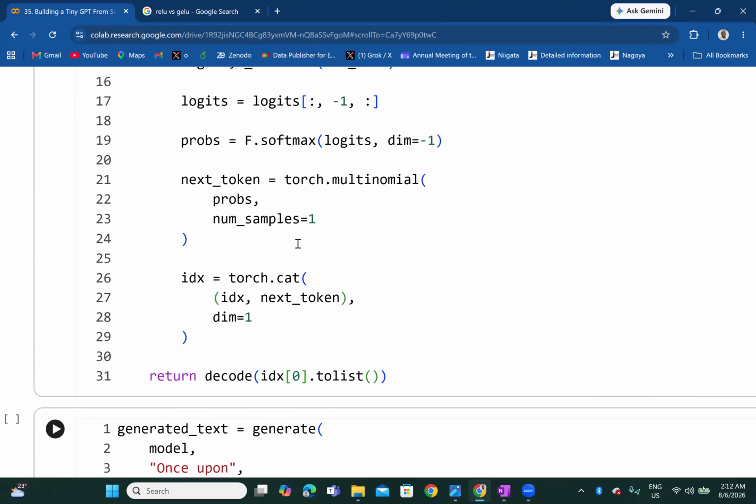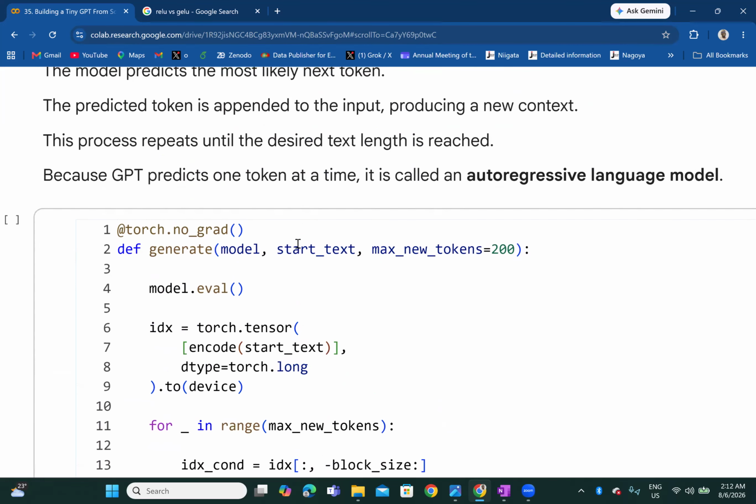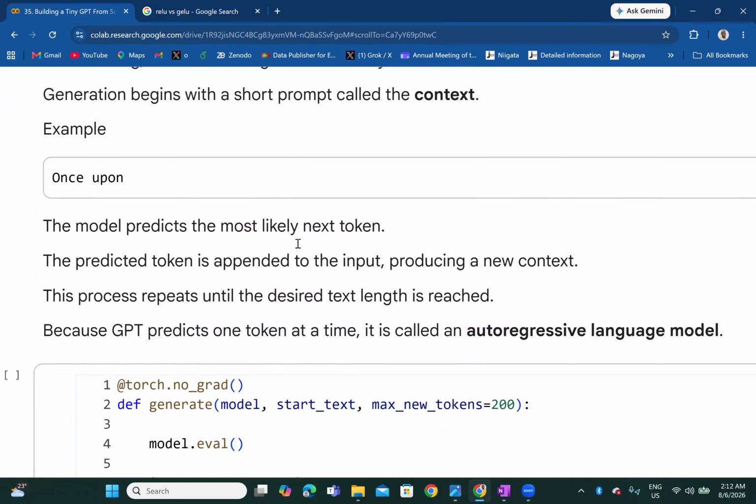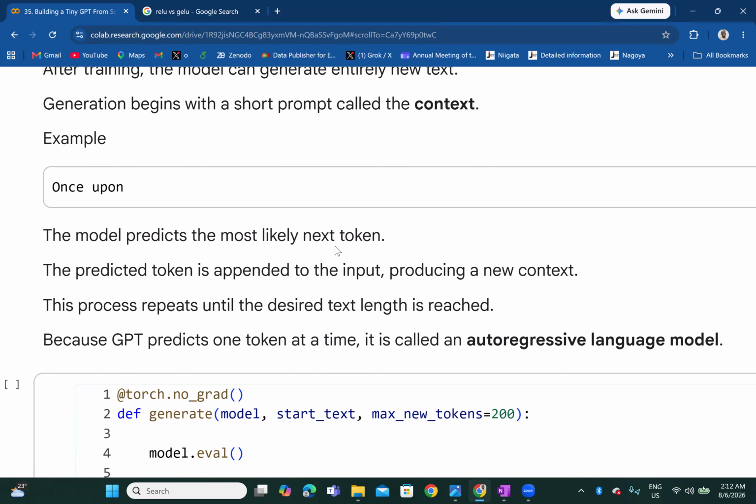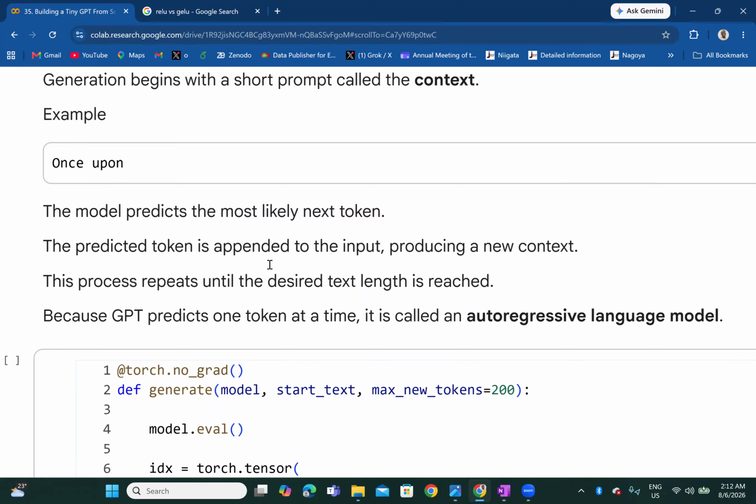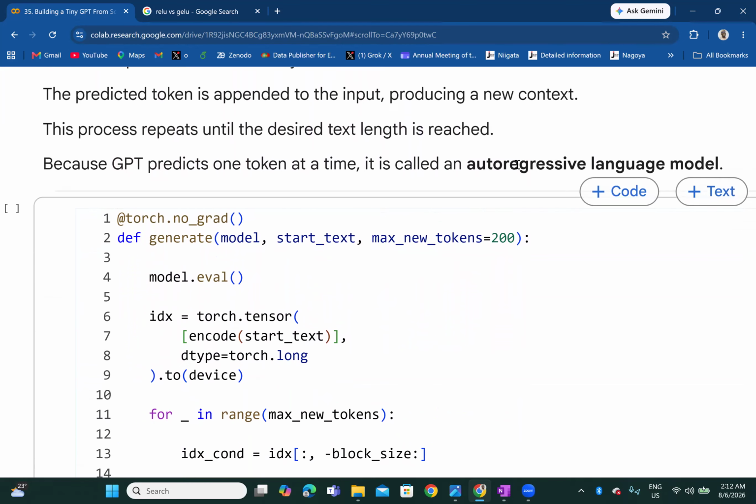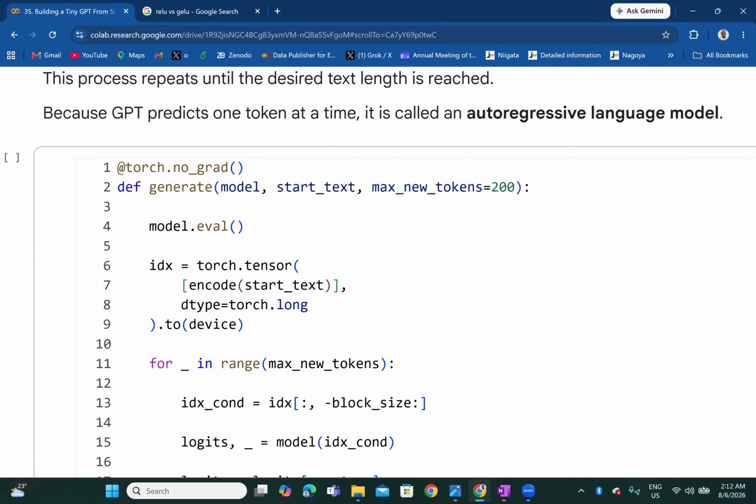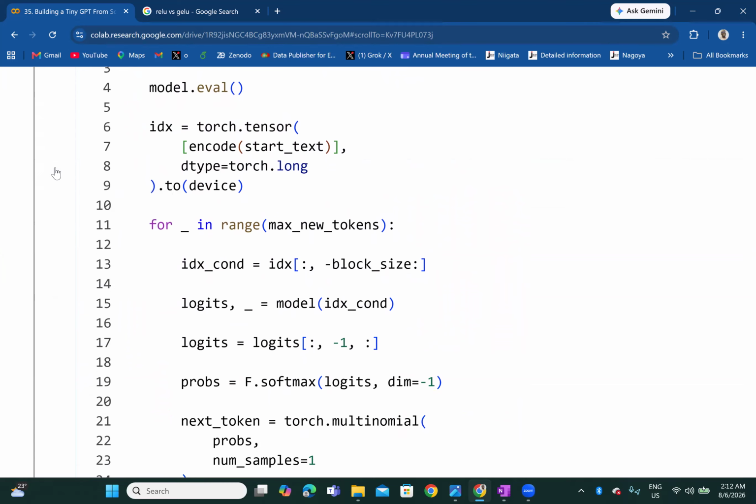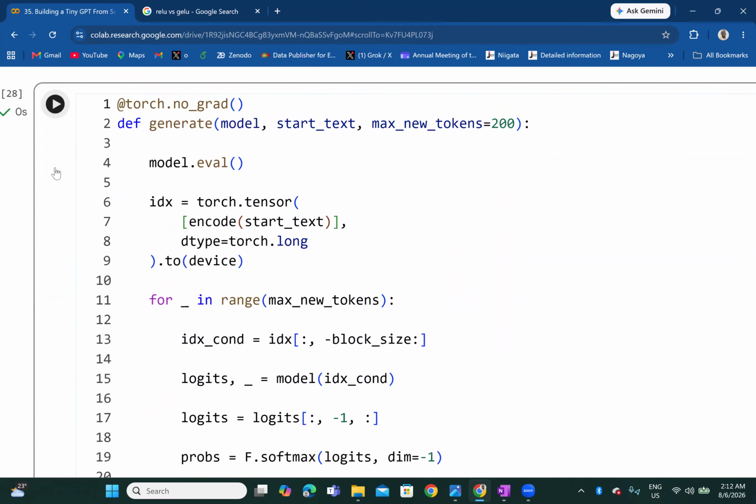Did I run this now? Okay, yeah, once upon. The model predicts the most likely next token. When you start with once upon, the predicted token is appended to the input, producing a new context. This process repeats until the desired text length is reached. Because GPT predicts one token at a time, it is called an autoregressive language model, because every new word generated is based on the previous words generated.